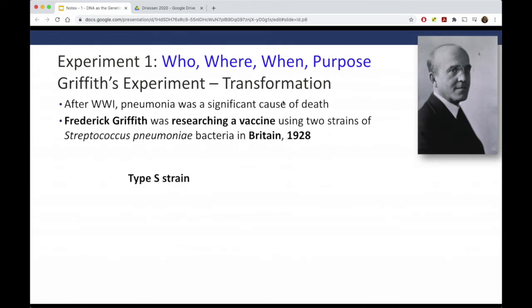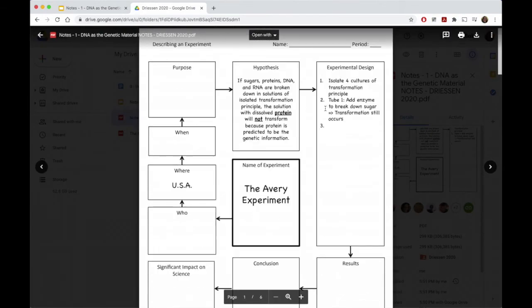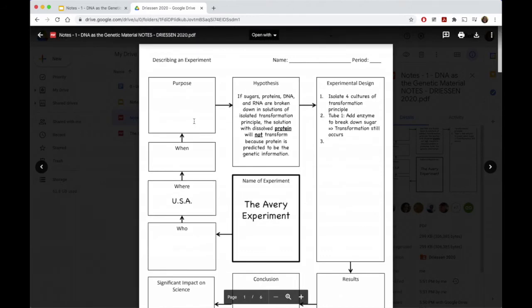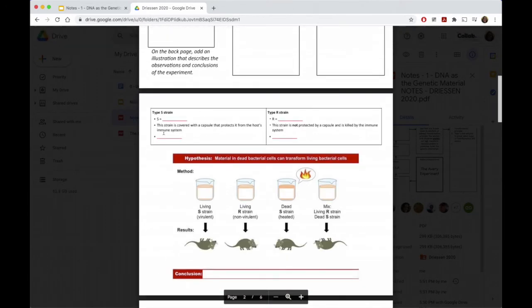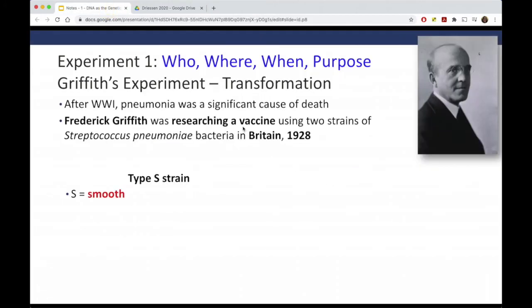So he started with one type of bacteria called the type S strain. The S stands for smooth. You should be writing this in your notes, by the way. So you can skip the experimental design for now. We're right here. Okay, so make sure you're adding it to the drawing notes right here. All right, so type S strain.